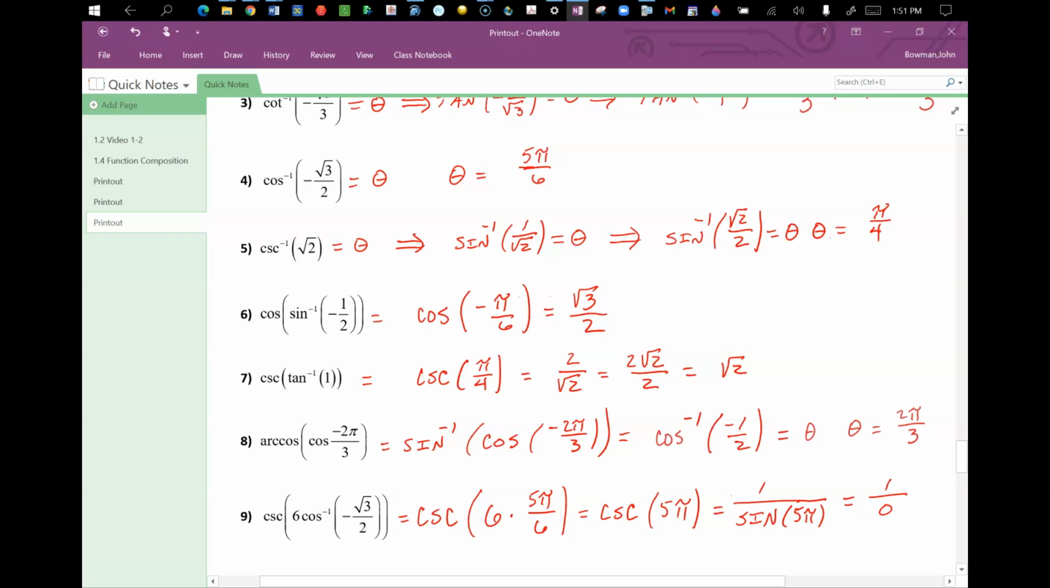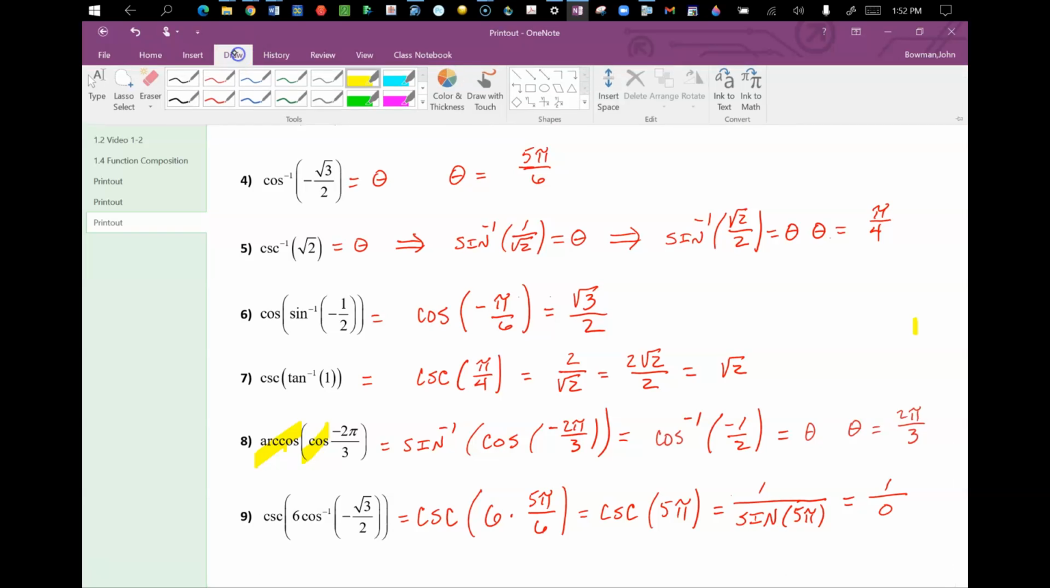Number 8, we're going to take the cosine of negative 2 pi over 3 and then take the inverse cosine of that. Now this is an example where people often make a mistake. They think that those two cancel each other out because they're inverses of each other, and they do not cancel each other out.